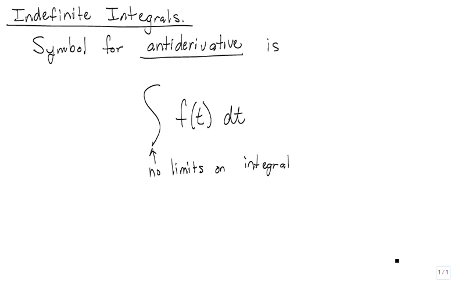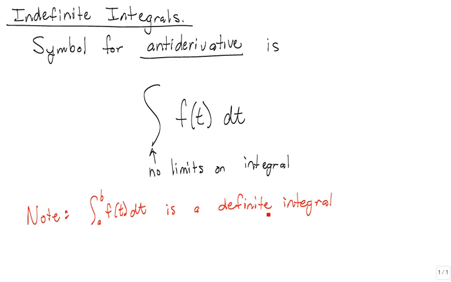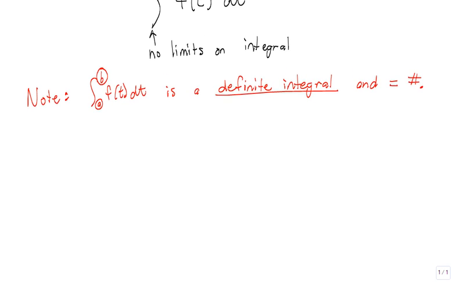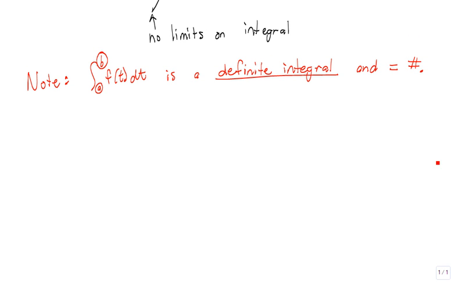So just note this is a definite integral because it has an upper and lower limit on the integral. So this is a definite integral because you have the limit from a to b, and it's equal to a number. It equals a number. This indefinite integral is a function.